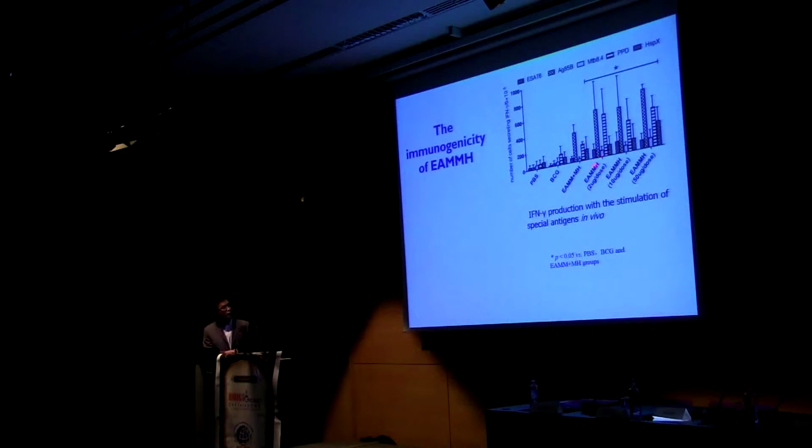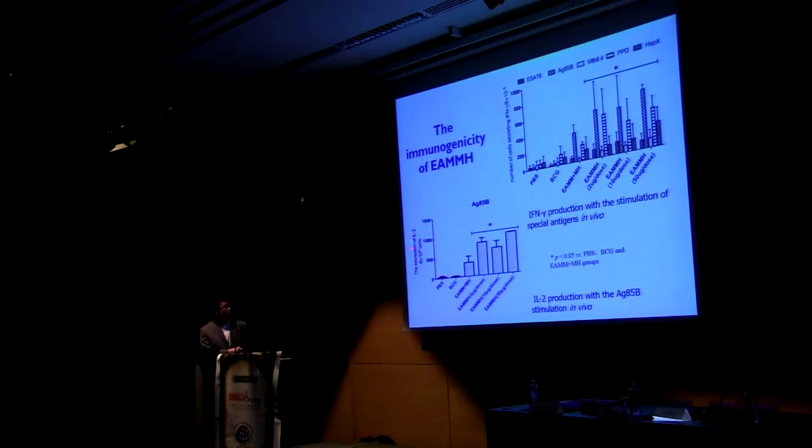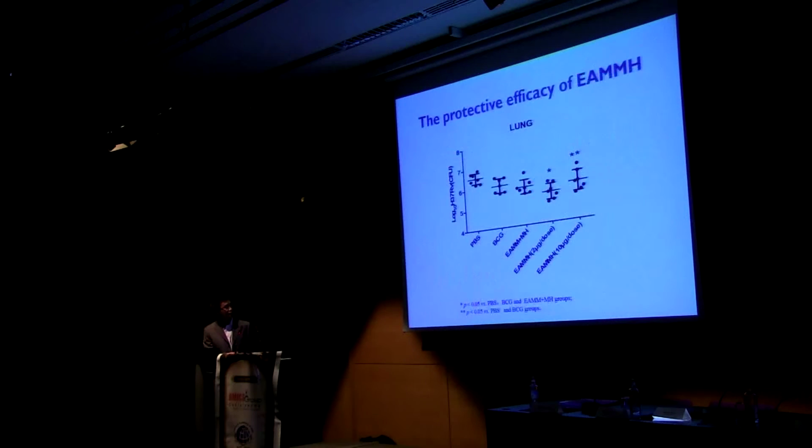Our results show that with the stimulation of antigens, the EMMH immunized mice can produce more interferon gamma than the EMM plus MH group and the BCG group. Similarly, more interleukin-2 was produced in the EMMH immunized group. After H37Rv challenge, the EMMH group induced better protection than BCG and EMM plus MH. So our results show that EMMH is a good candidate for TB subunit vaccine.